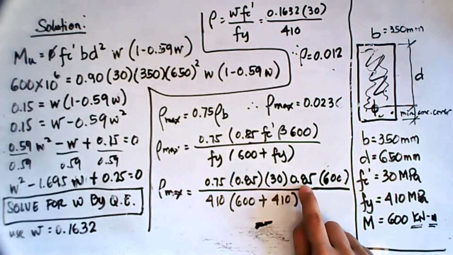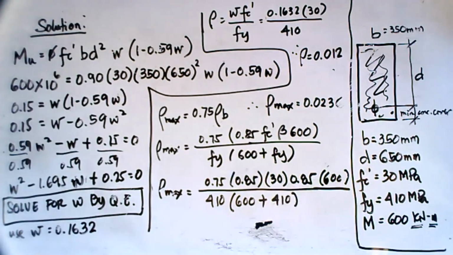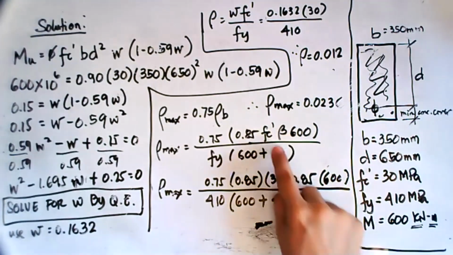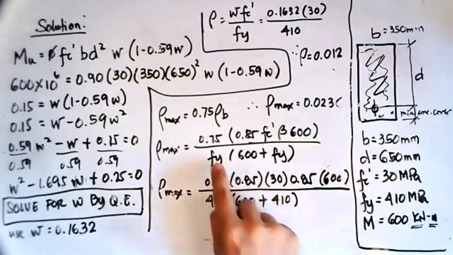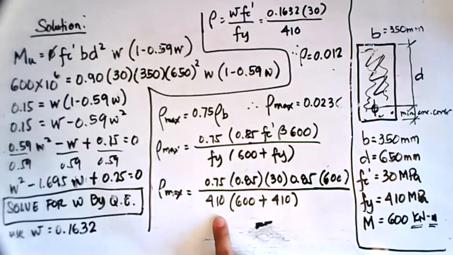So those are the codes and specifications. So if you have here the value of beta is 0.85, Fc prime is 30, then Fy is 410, then you can proceed with the determination of the maximum steel concrete ratio.